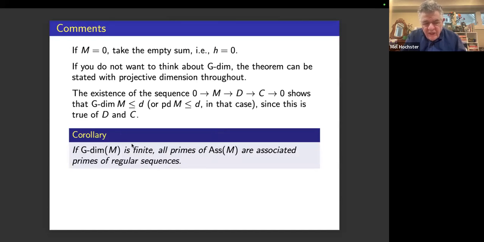Notice the corollary: if the G dimension is finite, all the associated primes of M are associated primes of regular sequences. That's obvious from the embedding. I don't know if this result is in the literature. So if anybody has a comment about that, I'd be interested, because I assume there are people in the audience who are more expert about G dimension. I'm mostly a user, not someone who has done a lot of research about it, although I did look at almost every paper I could find on it at one point or another.